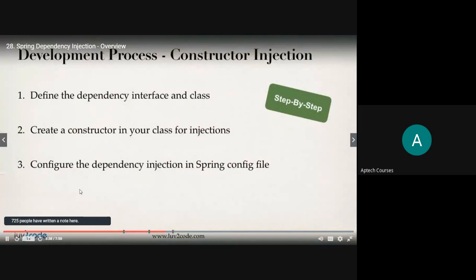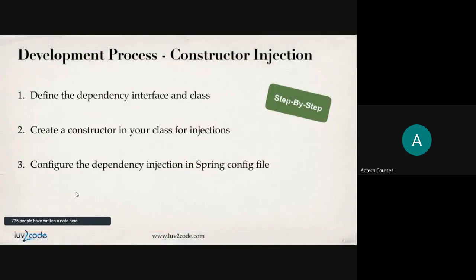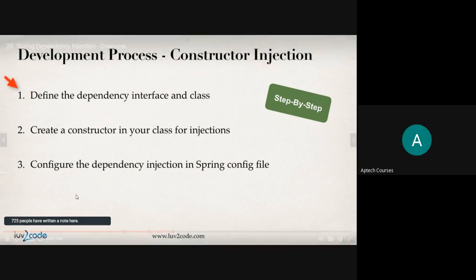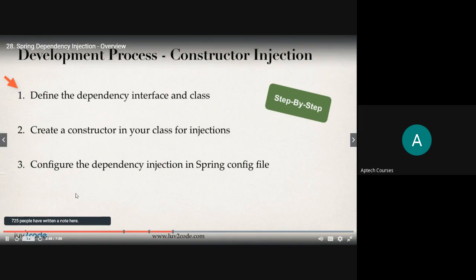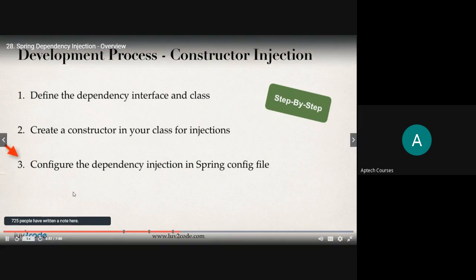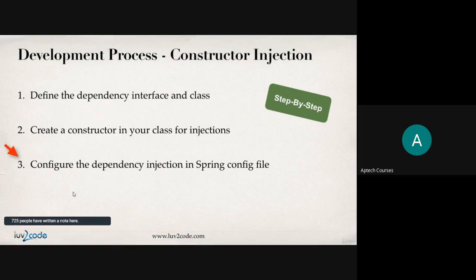All right, so we'll start off with constructor injection, and here's the development process. And you know me, I like to do things step by step. The first thing we're going to do is define the dependency interface and its class. Then we'll create a constructor in our class for injections. And the final step is configuring the dependency injection in the Spring configuration file. Again, we'll do all of this step by step and from scratch.